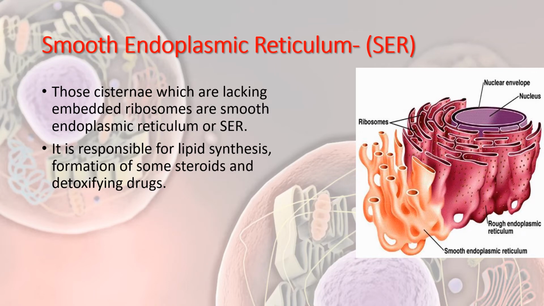So, the second form of endoplasmic reticulum is smooth endoplasmic reticulum. This structure just after the rough endoplasmic reticulum looks quite smooth because of the absence of these dots or granules. Therefore, those cisternae which are lacking ribosomes are smooth endoplasmic reticulum or SER. Functionally, it is responsible for lipid synthesis, formation of some steroids and detoxifying drugs. As no ribosomes are present, it is not involved in the processing of proteins.